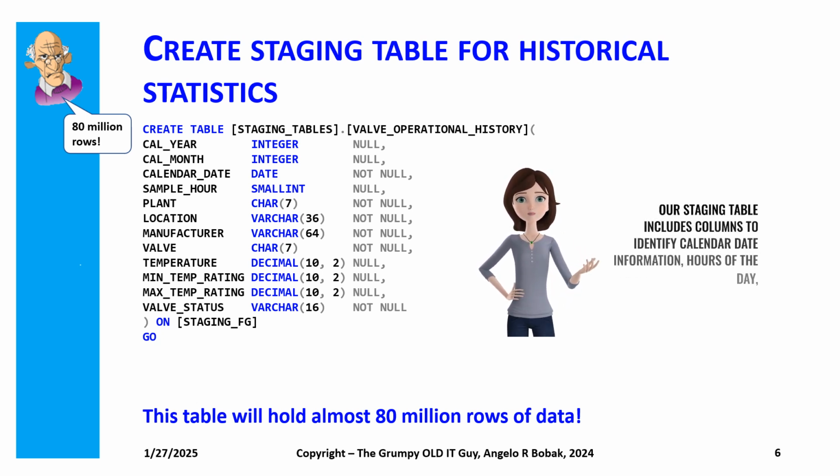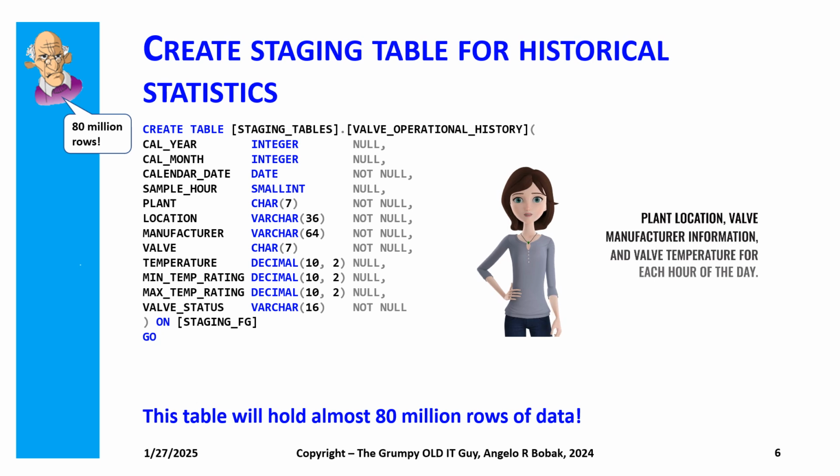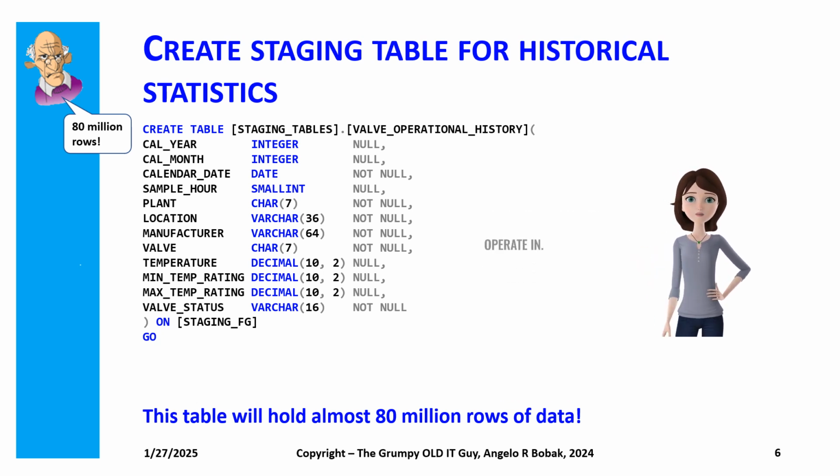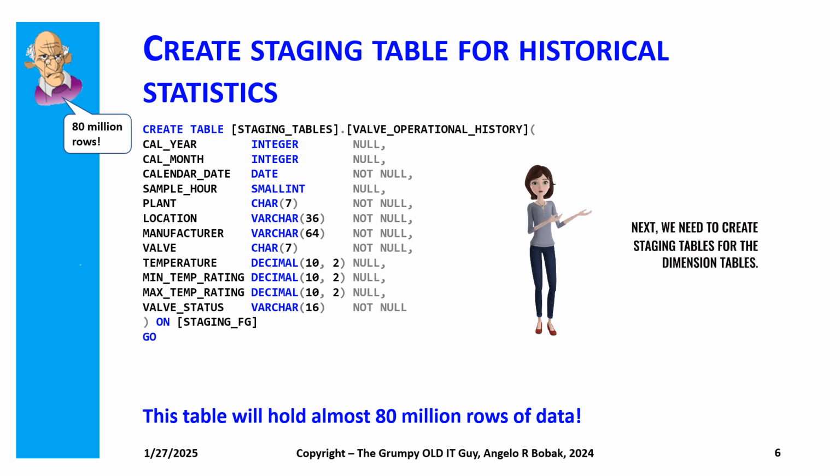Our staging table includes the columns to identify calendar date information, hours of the day, plant location, valve manufacture information, and valve temperature for each hour of the day. Lastly, we include the low and high temperature rating the valve can operate in. Next, we need to create staging tables for the dimension tables.